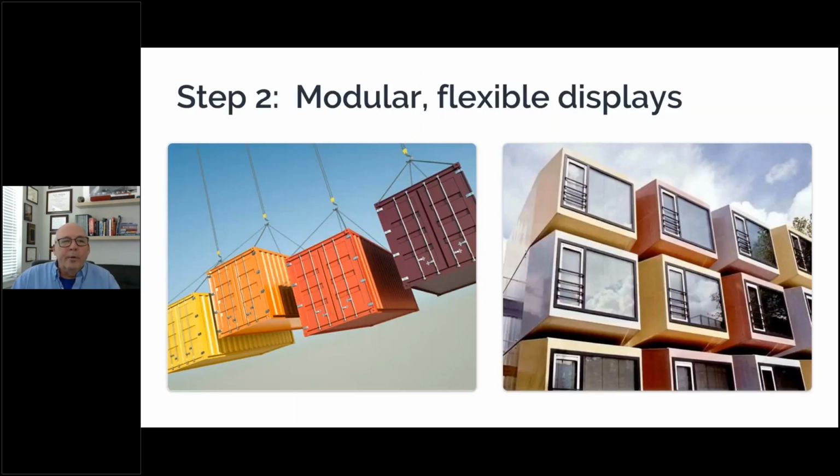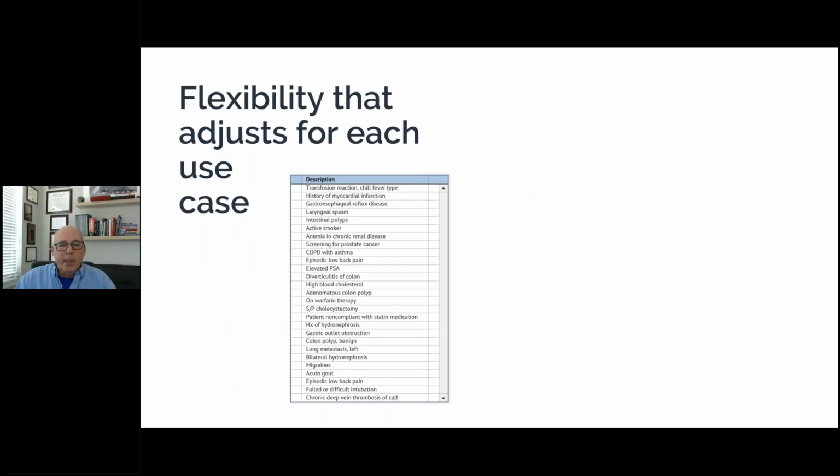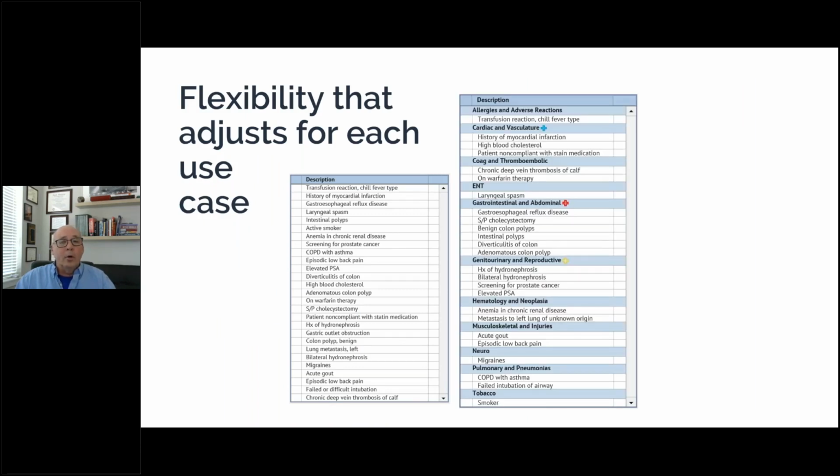The second thing that I've learned over the years is that there is no one way to slice and dice a whole book of problems to serve all the various use cases that particular problem, that particular environment needs to solve. If I'm creating a display, let's say, for example, for a primary care clinician or somebody who just wants an overall clinical picture, I need one kind of display. I need flexibility that adjusts for each use case that I have. So an overall clinical picture, maybe put everything into a given clinical category. But it has to be more flexible than that.